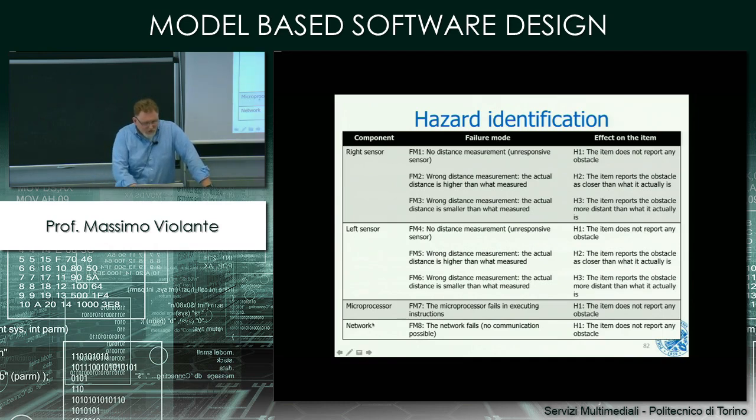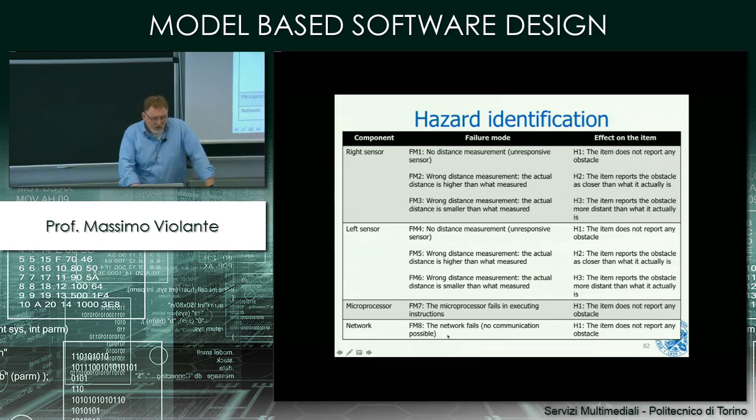Then we said that we have a microcontroller in our system. Let's imagine that the microcontroller fails in executing our software. So the item does not report any obstacle. The sensor is fine, but the microprocessor is broken. We are not able to run the software. So we are not able to inform the driver that somebody is approaching. This is the failure mode. This is the hazard.